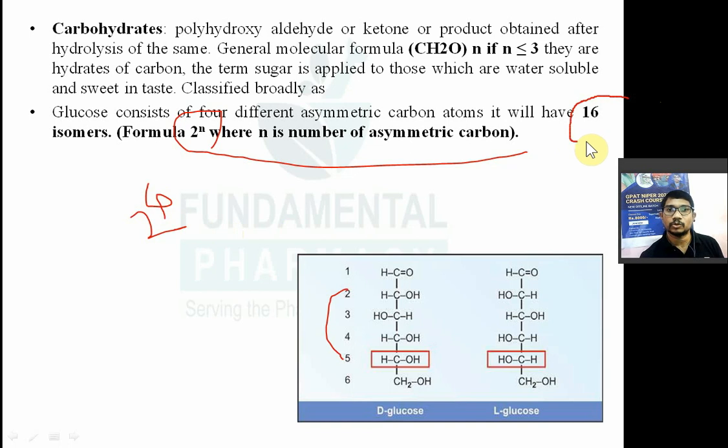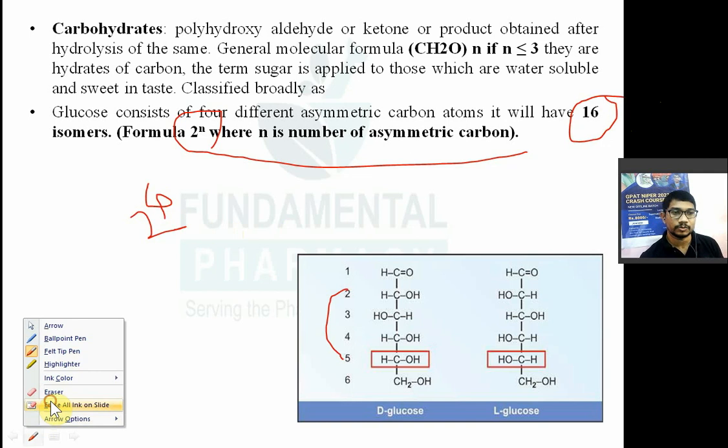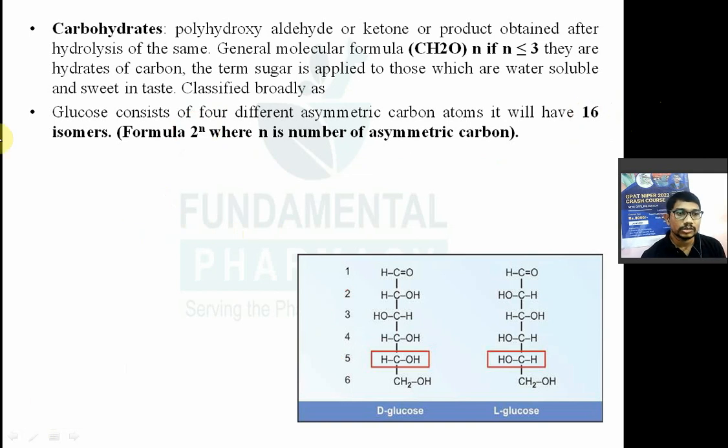इसके ऊपर क्वेश्चन आ चुका है GPAT. How many number of isomers of glucose are possible? 16 number of isomers of glucose are possible. दो बार नहीं बोलूँगा अभी. So 16 isomers of glucose are possible.